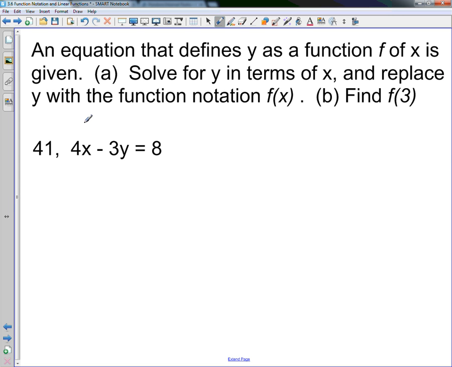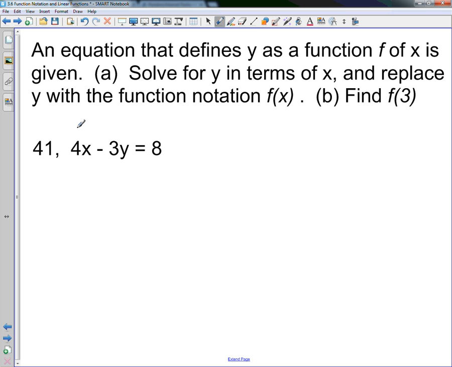Okay, so this one has a little bit of extra work. Again, if I'm moving too fast, you can always pause, rewind, do whatever you need to do to keep up. Okay. So number 41, it says an equation that defines y as a function of f of x is given. Solve for y in terms of x and replace y with the function notation f of x. So basically what we're doing here is we're going to solve for y like we do when we're graphing. Put it into y equals mx plus b. Then after we do that, we're going to take y and just replace it with f of x.